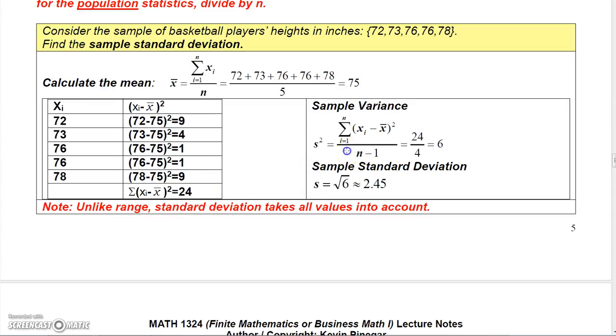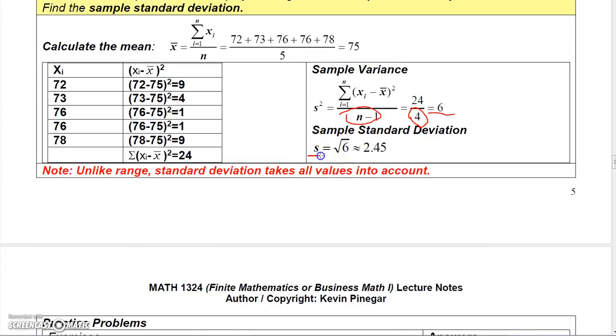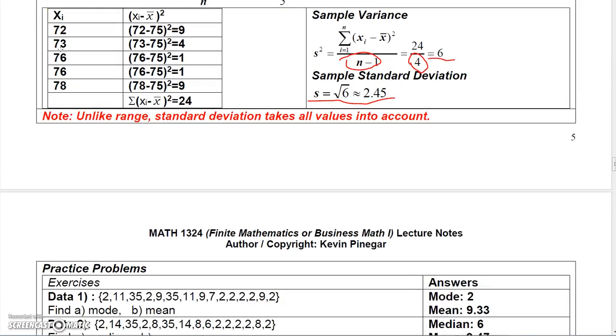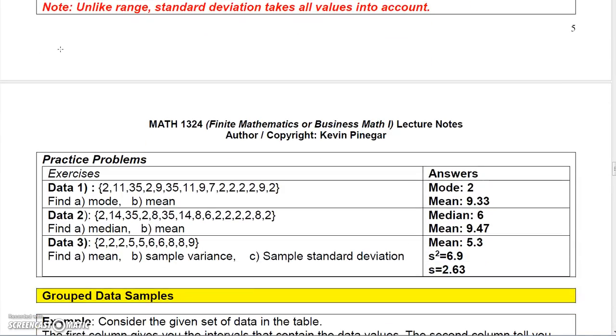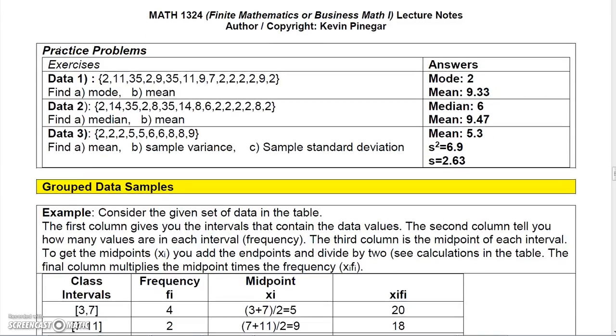Then, since I'm getting sample variance, I divide by n minus 1, and 5 minus 1 is 4. Remember, I have 5 values, so 5 minus 1 is 4. Divide that into 24, the sum, and I get 6. And then to get the standard deviation of that, I just take the square root, which is 2.45. So it's a little bit complicated, but if you take it step by step, it's not too bad.